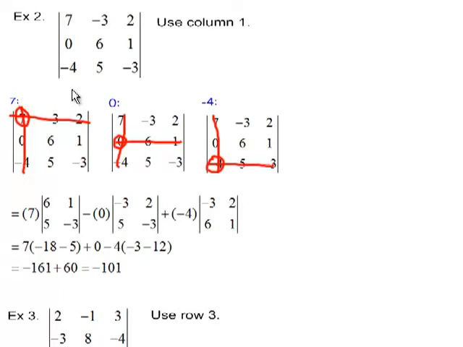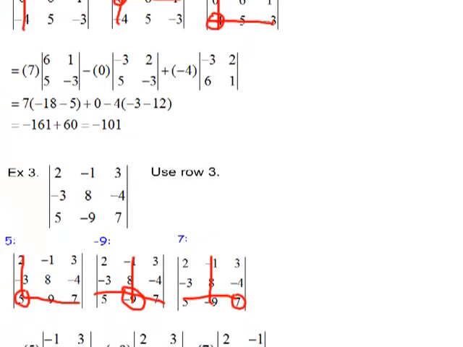really visually more easily. So 7, cross out the first row, first column, so the remaining submatrix will be 6, 1, 5, negative 3. 0, cross out the first column, second row, so negative 3, 2, 5, negative 3. 4, so the submatrix will be negative 3, 6, 2, 1. Signs, because I'm using the first column, so 7 is a plus, negative, plus. So plus, negative, plus. And you expand the 2 by 2.